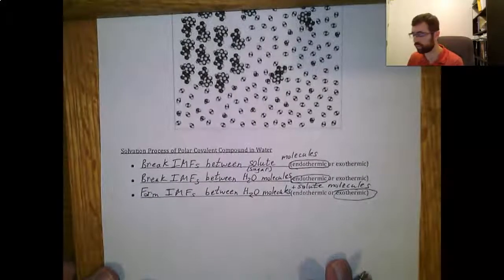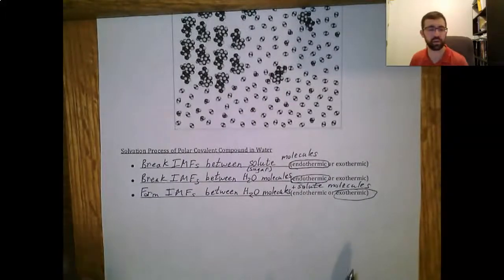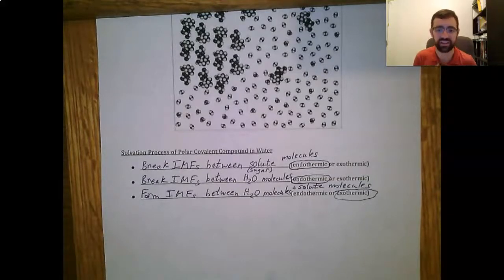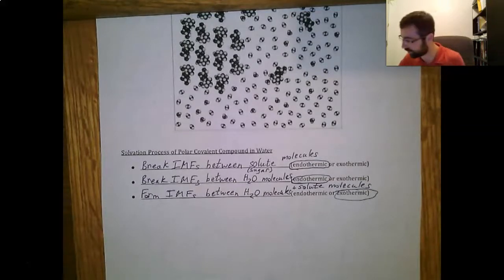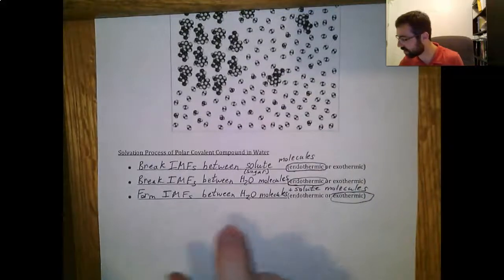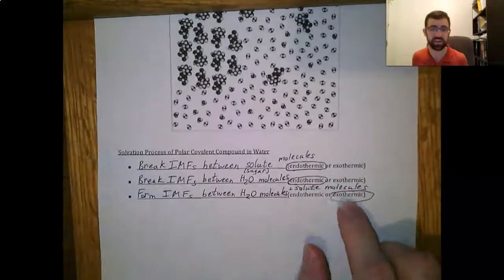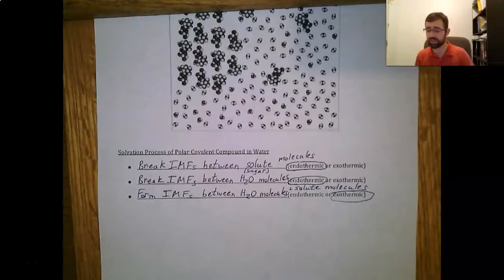I'm sorry, I was taking notes down where you couldn't see it, so I'm just going to set it there. You can pause the video if you need to copy that down. We're forming IMFs between H2O molecules and solute molecules, and that is an exothermic process. I know that was a lot of notes going over solutions, just a very quick, well, long, but that's an entire unit in one video.